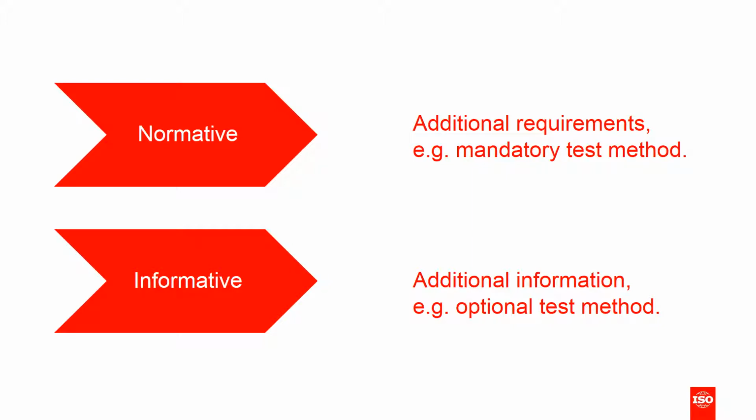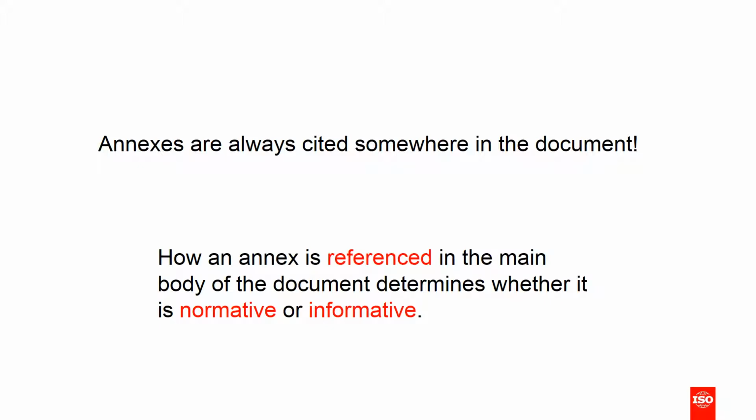All annexes must be cited somewhere in the body of the document, other than the table of contents, of course. Otherwise, the user of the standard won't know why they need the annex. When deciding whether an annex is normative or informative, it's not a case of just deciding that the information is important and therefore should be normative. An annex is only normative if it is cited in a normative way somewhere in the body of the document.